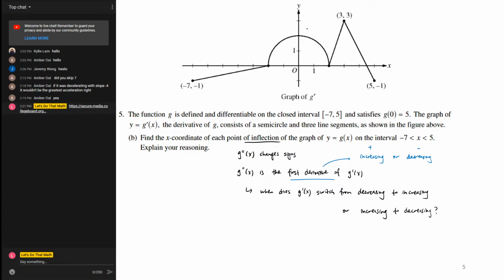The function changes from increasing to decreasing here at 0, because you can see it's increasing here and then it starts to decrease after. At 2, it goes from decreasing to increasing. And then at 3, it goes from increasing to decreasing. Okay. That's pretty much it. So we're going to say at x equals 0, 2, and 3.